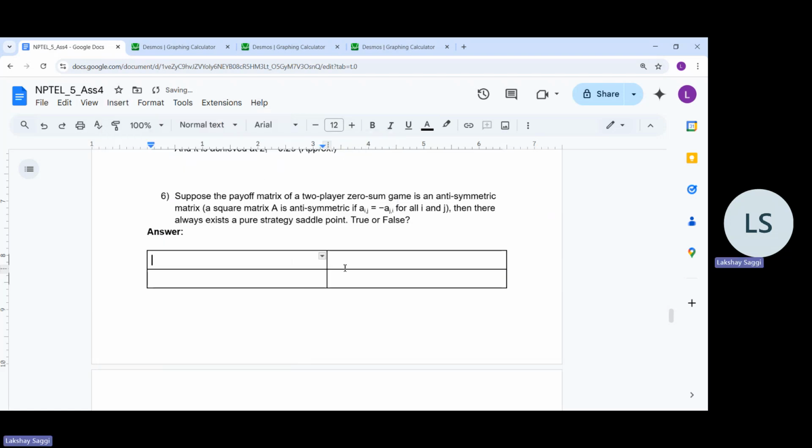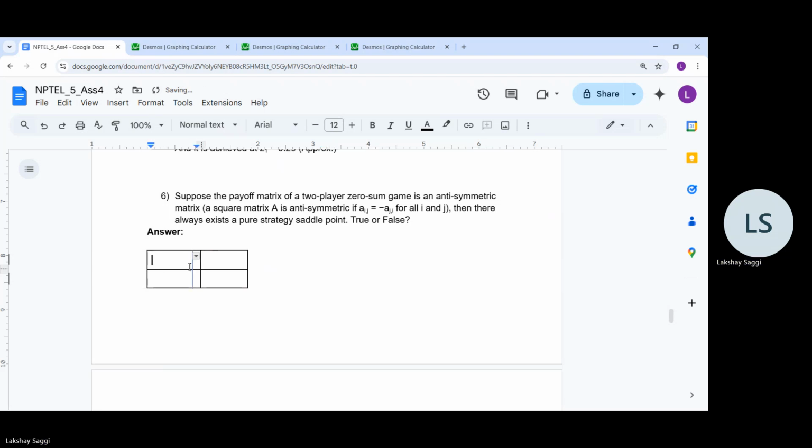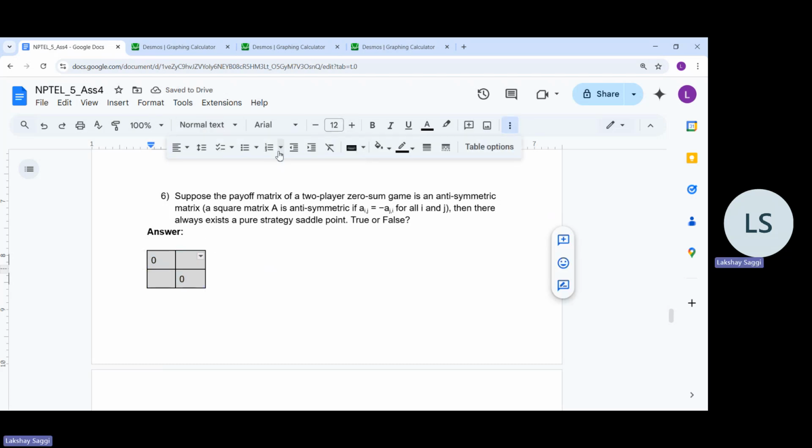Maybe we can start off with the simplest of matrices, which is a 2 cross 2 matrix. Also note that for an antisymmetric matrix, the diagonal entries will always be zero, because these entries should be the negative of themselves, and that can only happen if they are all zero. So yeah.